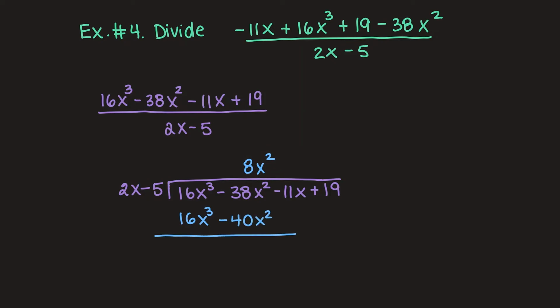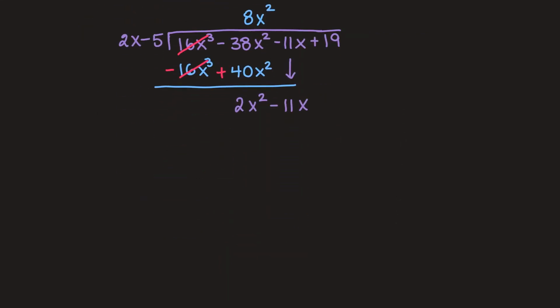And then we subtract. We can first distribute the negative. So 16x cubed minus 16x cubed is just 0, so we can cancel this out. And then negative 38x squared plus 40x squared is 2x squared. Now we just bring down the next term, 11x, and repeat the process.